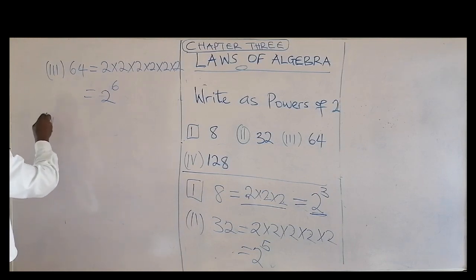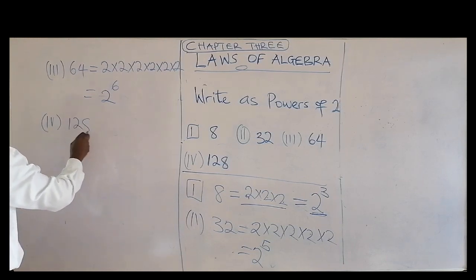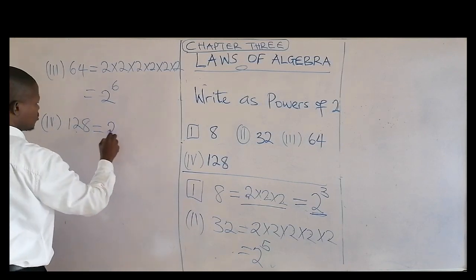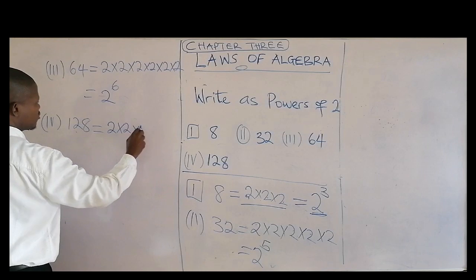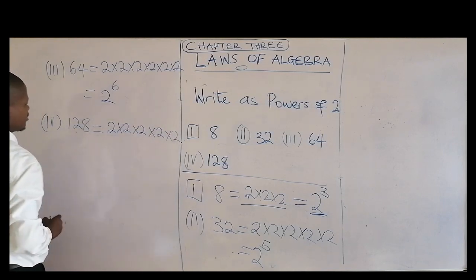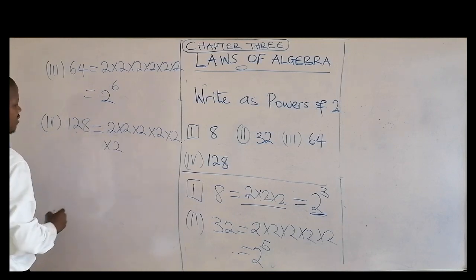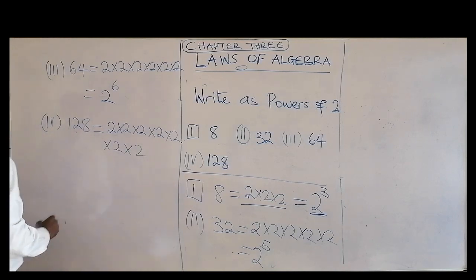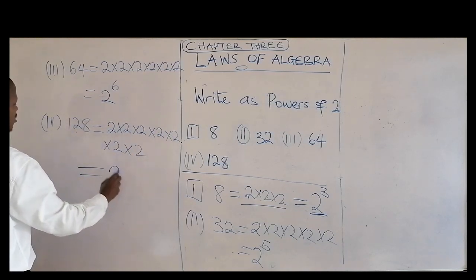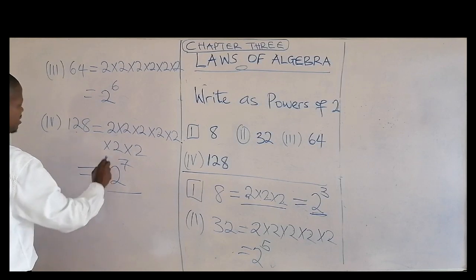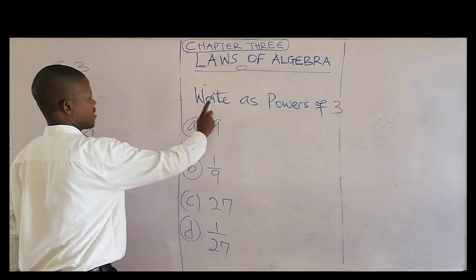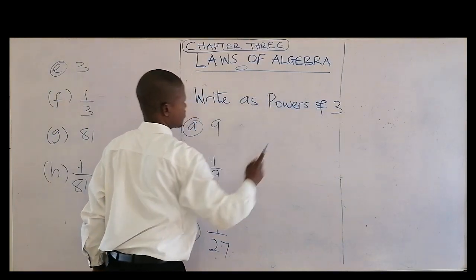Then the last one, you want to write as powers of 2. You do the same thing also. 2 times 2, that's 4, times 2, that's 8, times 2, 16, times 2, 32, times 2, 64, times 2, 128. So this is equal to what? 1, 2, 3, 4, 5, 6, 7, 2 to the power 7. And that's that. We also have this question, write as powers of 3.